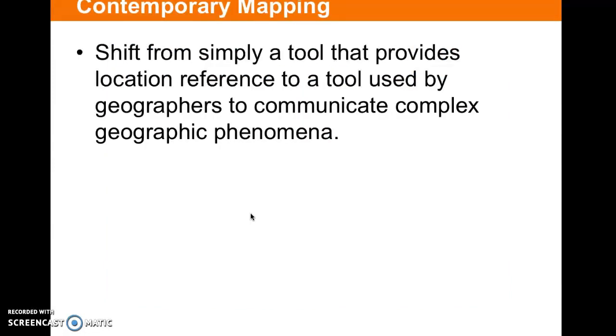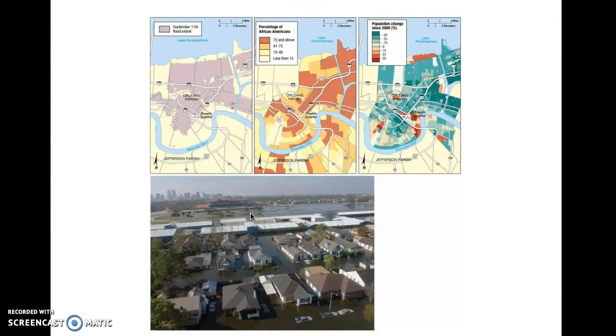Today we use maps as more than just reference tools. We use them as ways to communicate complex geographic phenomena. So these maps here show you what happened with New Orleans during Hurricane Katrina. And so we can use maps to answer very advanced and practical questions. We can use these 3 different maps to answer a couple of geographical questions.